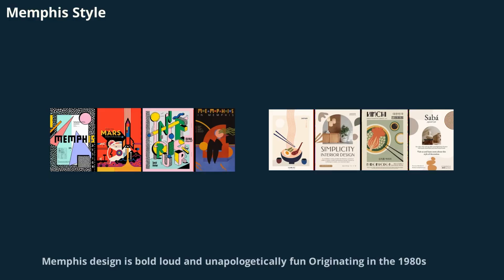Memphis design is bold, loud, and unapologetically fun. Originating in the 1980s, it throws rules out the window with geometric shapes, high-contrast colors, and abstract patterns. It's playful, rebellious, and full of attitude. Core elements are squiggles, bright primaries, grids, clashing colors, block shapes, and cartoonish motifs. The mood is youthful, quirky, and anti-establishment, great for creative brands, event posters, or retro fashion.